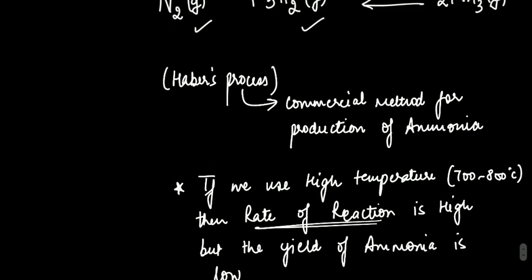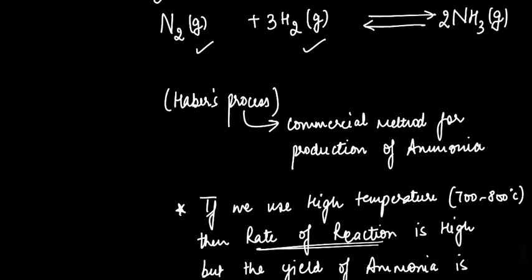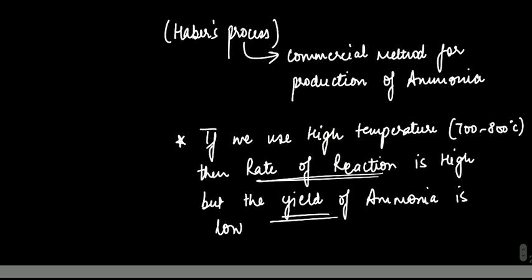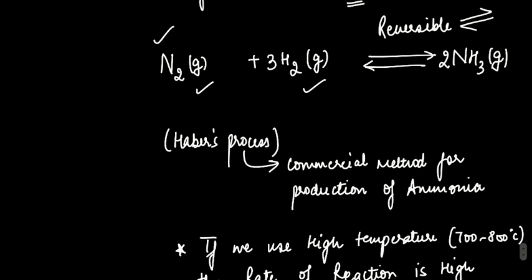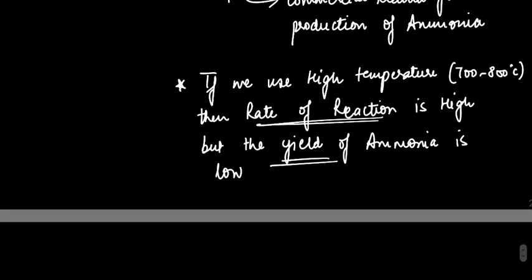That means the amount of ammonia that we require from the set amount of nitrogen and hydrogen, the yield, that is quite low if we use high temperature. So rate of reaction, meaning the reaction is taking place quite fast. There are certain chemical reactions which might take hours, some seconds, some minutes. So if we are giving high temperature plus the ammonia yield is also low, that is one issue.